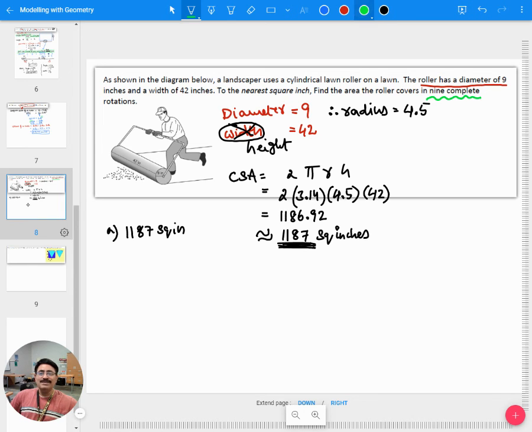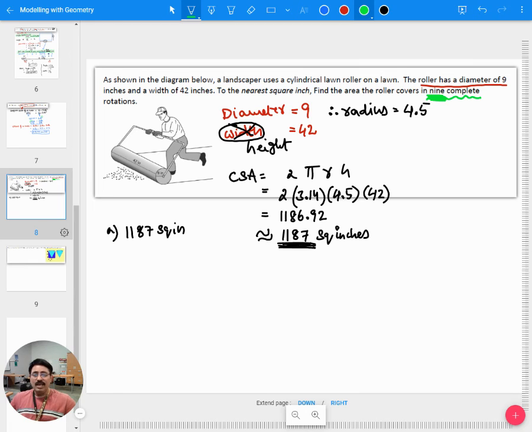But the question is in 9 rotations. I'll give a simple example. If this one is rotating once, let's say that it is covering 5 square inches. In 2 rotations, how much? It is 10. You may say 5 plus 5 is 10, or 2 times 5. If it makes 3 rotations, then 3 times 5, 4 rotations, 4 times 5, and so on.